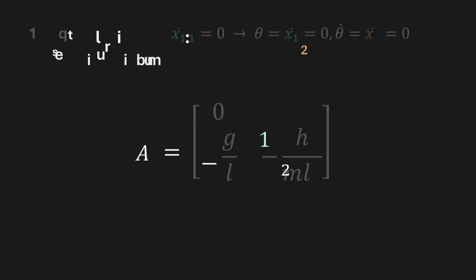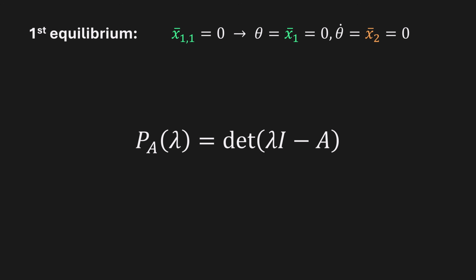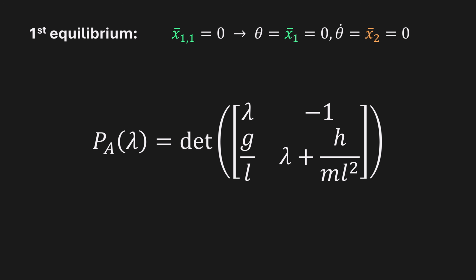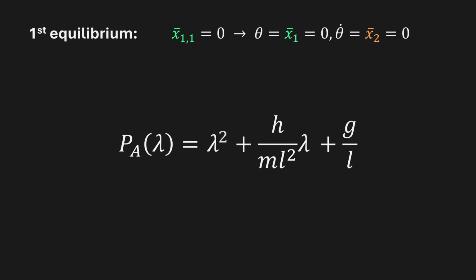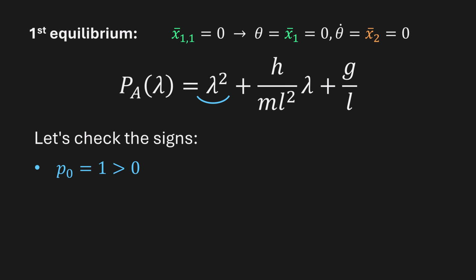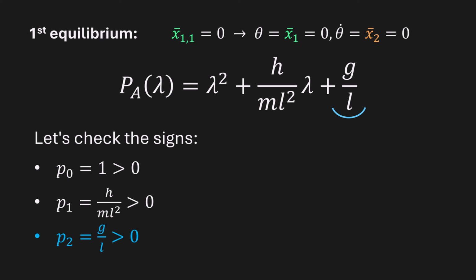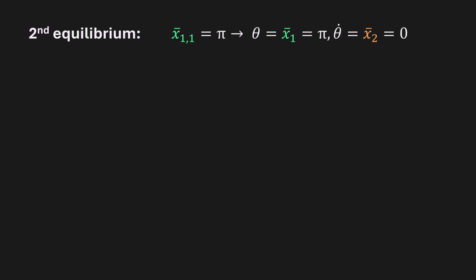In our case, let's do the calculations. And now let's check the signs. The signs are concordant, thus the system is asymptotically stable near the first equilibrium point. Let's now do the same calculation for the second equilibrium point.